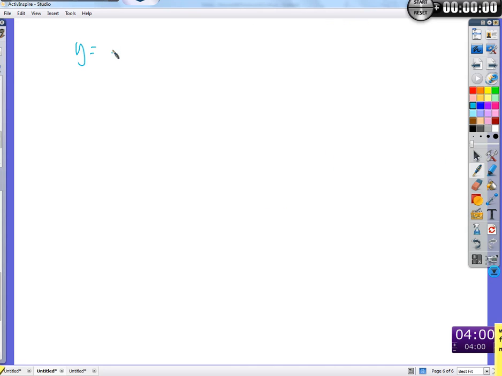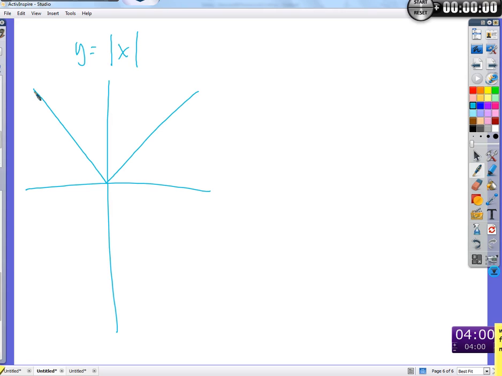Y equals absolute value of x, okay, right? Looks like this. Please come back to this. Here we'll pick one out of the book. Here it is, number 4. They got the little y equals the absolute value of x.